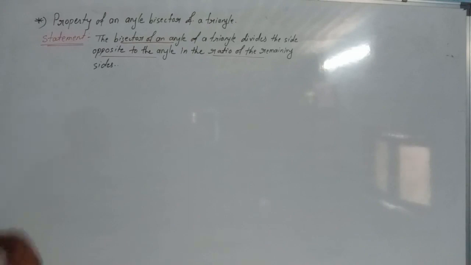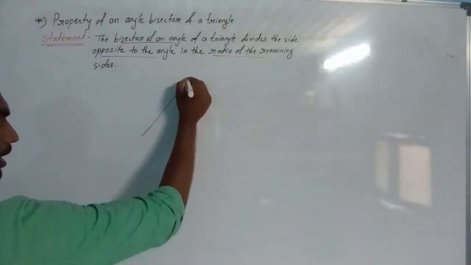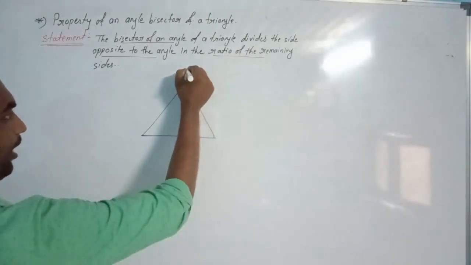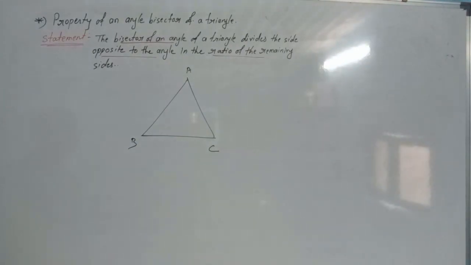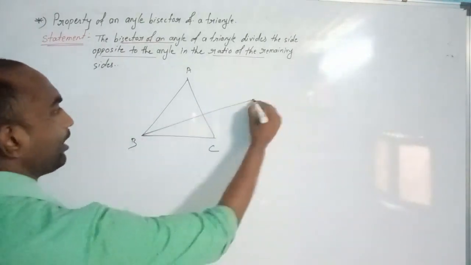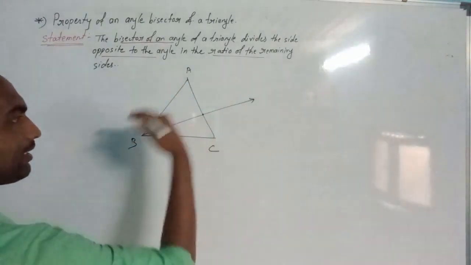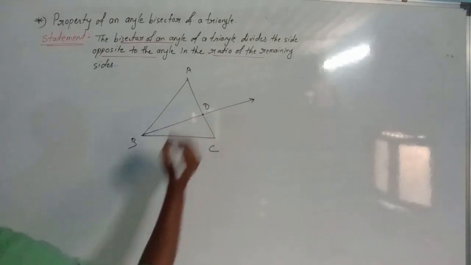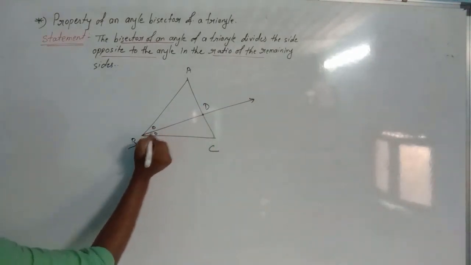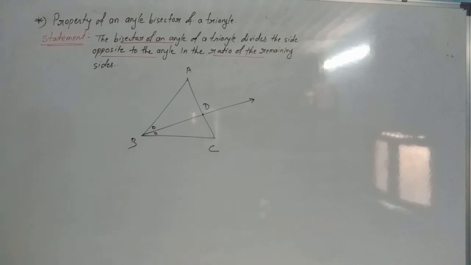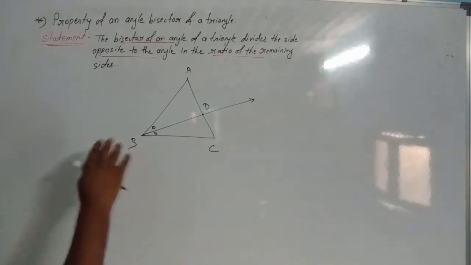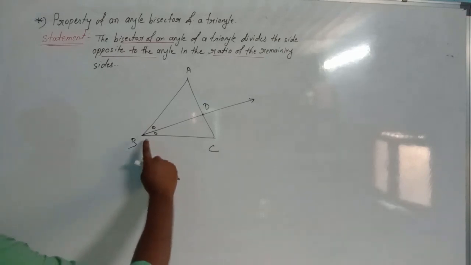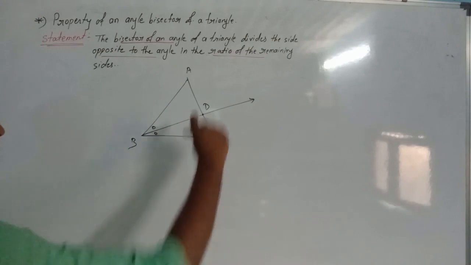Now we will understand the theorem. In any triangle, suppose the triangle is ABC, we can draw the bisector of any one angle. So suppose I draw the bisector of angle ABC which intersects the opposite side at point D. Correct? This is the bisector, so it divides the angle into two equal parts. So the theorem says that if you draw the angle bisector of any one angle in a triangle, it divides the opposite side in the ratio.